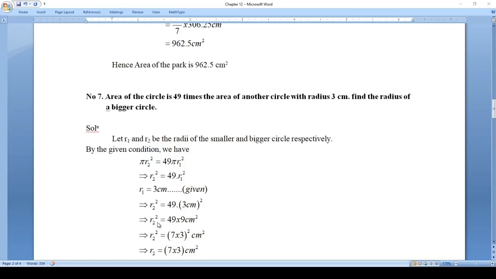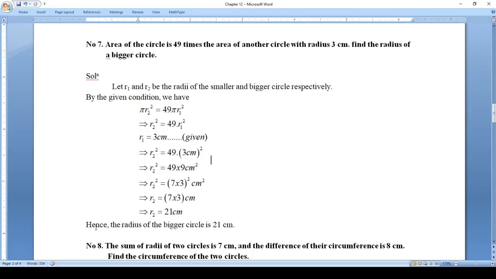Because here the radius r2 is in square, you need to find which number gives us 49. Square of which number gives us 49? Square of 7 is 49. Square of 3 is 9. Therefore, the radius of the bigger circle is how much? 21 centimeter. Because r2 is 21, r2 is the radius for bigger circle.